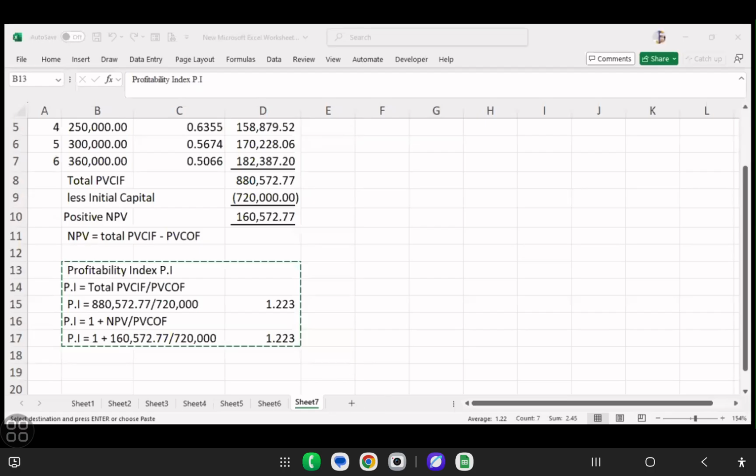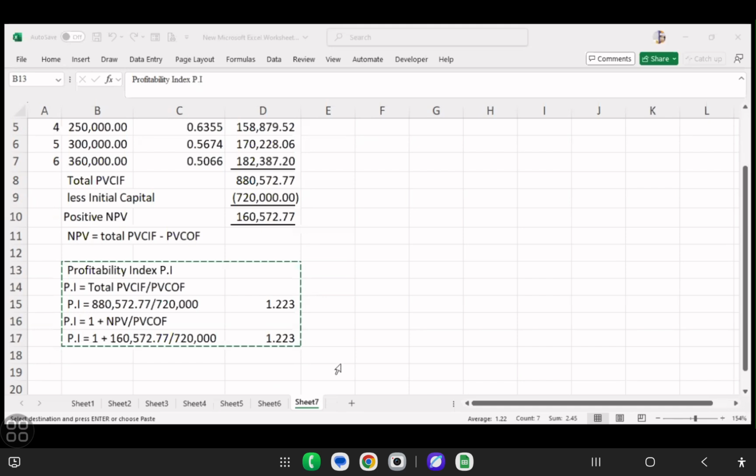Good. Let us continue. I want us to give the internal rate of return. Internal rate of return. This is what we call the IRR.